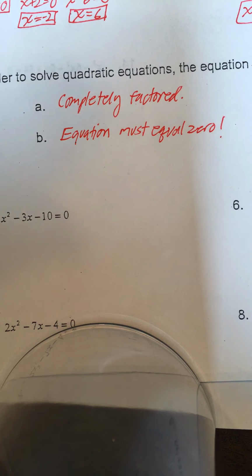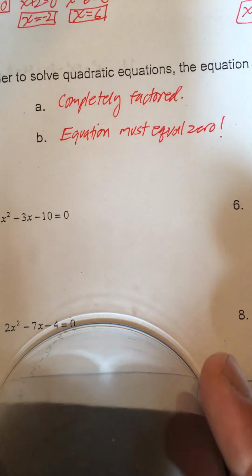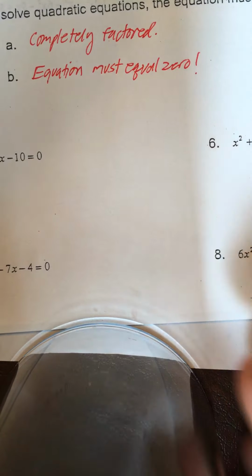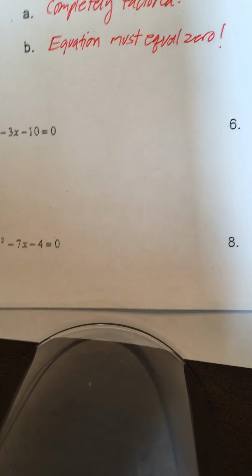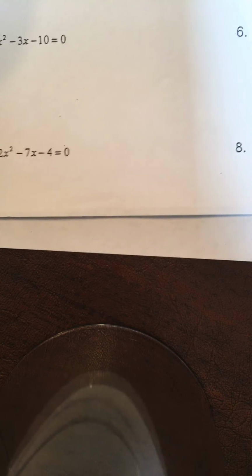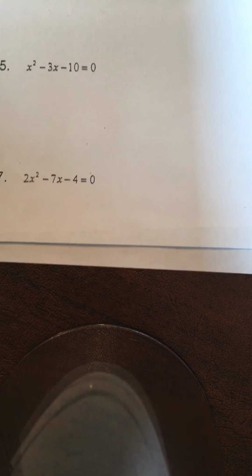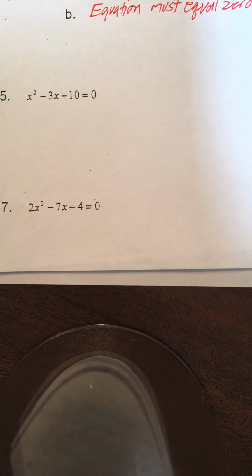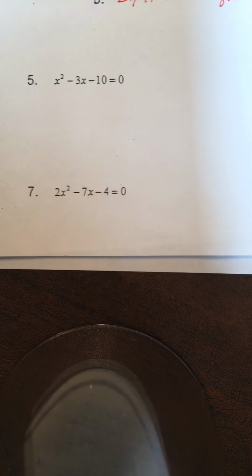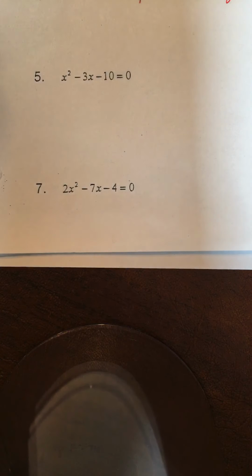So math is great in the sense that, hey, if it's not completely factored, what do you have to do? You got to factor it. If it's not equal to 0, what do you have to do? You have to get that equation equal to 0. So we're going to have to move some things around, and that's what we're going to see in these situations coming up. I'm going to pick and choose my examples if I feel like it's a little redundant. We're going to end up moving on and do something that looks a little different.